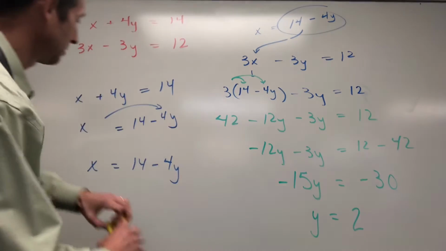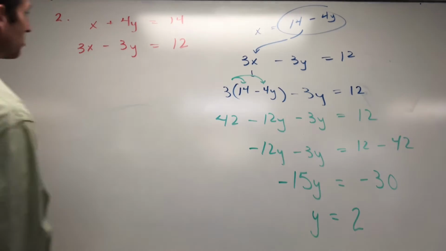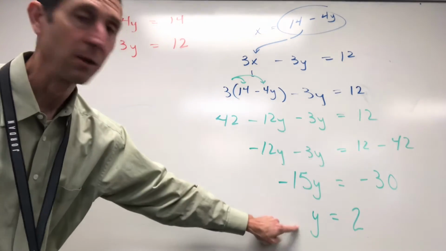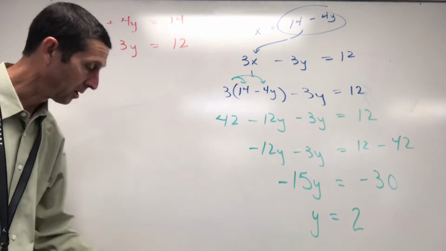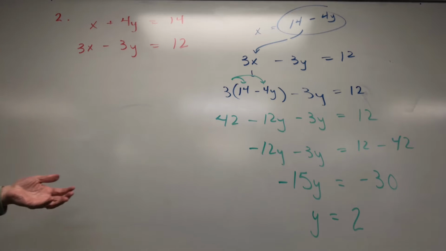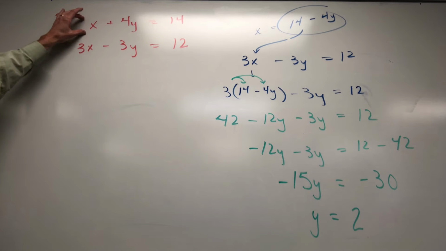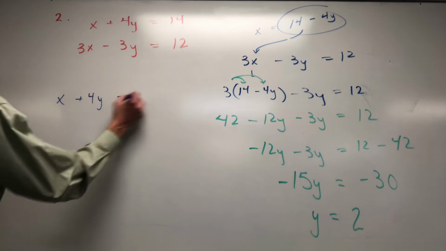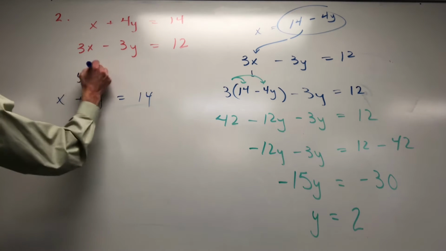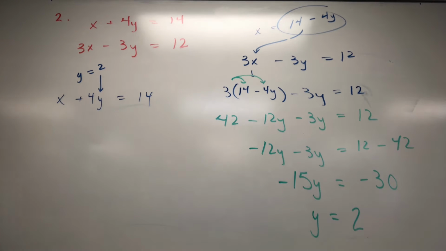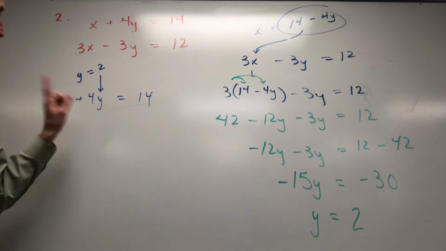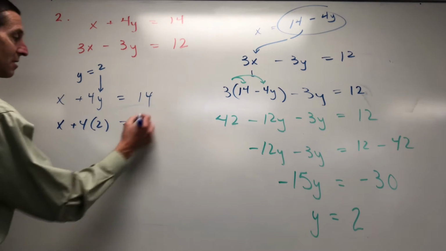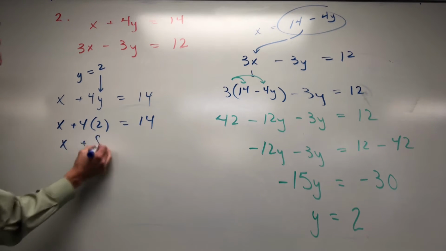So now our job, we go back to the very beginning and we grab one of those two original equations to plug this y equals 2 back in. You guys always like to pick the easier one to work with. You can pick the bottom one or the top one. Let's just pick the top. It looks a little easier. x plus 4y equals 14. And we know y is equal to 2. So we take our answer, y equals 2. We substitute it right in here. And we have got this.